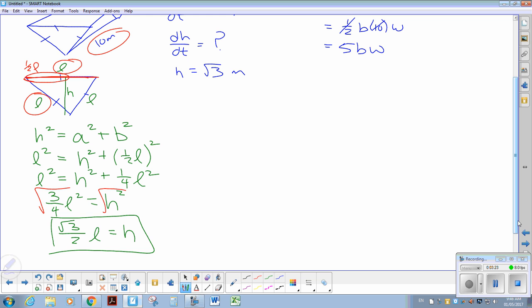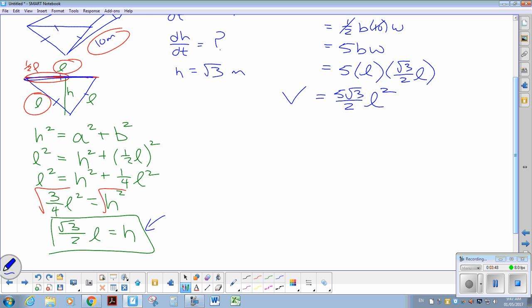So now we're into one equation for volume. So back to my volume equation, 5 times L, so that's the base of the triangle, multiplied by the height of the triangle, which we found down here. So it'd be root 3 over 2 L. Putting that together, 5 root 3 over 2 L squared is the volume for this particular trough. So now we can take a derivative.